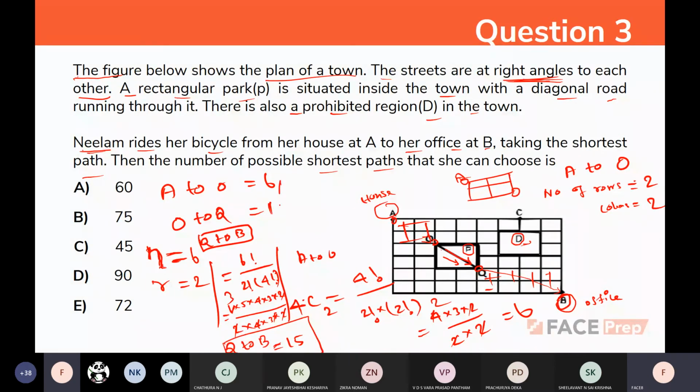So now we need to multiply all the cases. That's it. A to O into O to Q into Q to B, which will be 6 into 1 into 15. What's the answer? Someone tell me. Yeah, D. 90 is the answer. So there are 90 shortest ways to go to the Neelam from A to B. Okay. Any doubts in this?